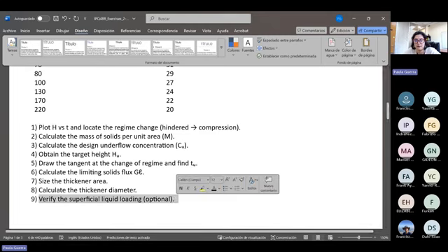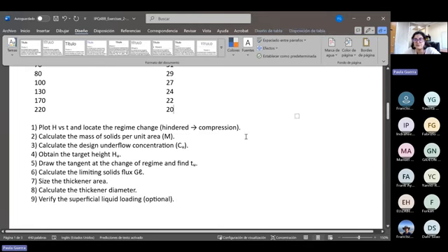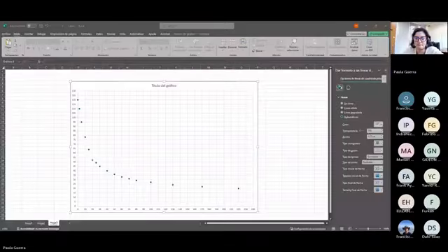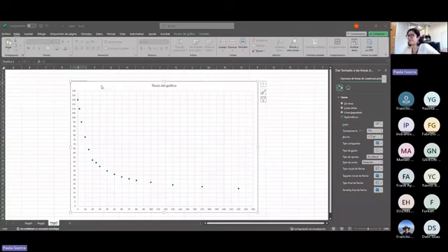And that's optional. So first, what we're going to do is work in our Excel spreadsheet, in order to plot these and find all the parameters and calculate everything as we're supposed to. So I'm going to stop sharing this and move over to the Excel sheet.